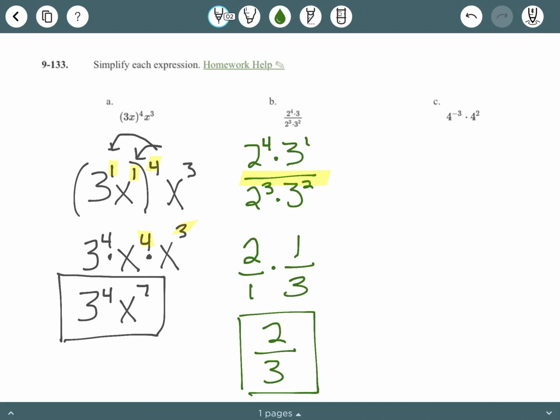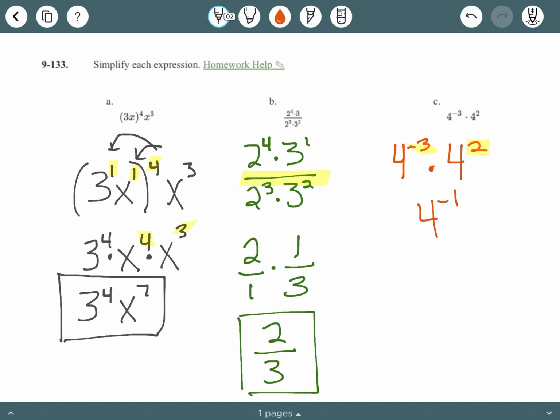And then finally, I'll use another color for this one as well. Part C, we have 4 to the negative third times 4 to the second. All right, so since we're multiplying, we want to add those exponents. Bases stay the same. We're going to have 4, and then we would have negative 3 plus 2. That gives me a 4 to the negative first power.